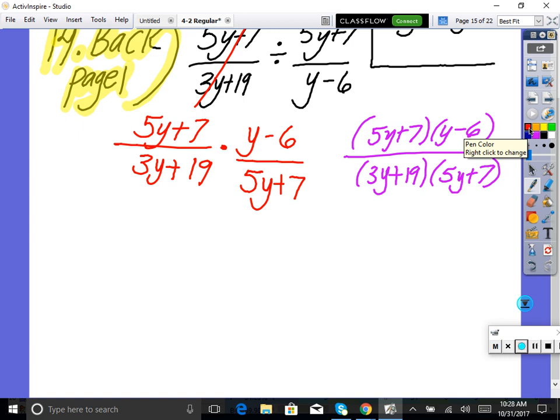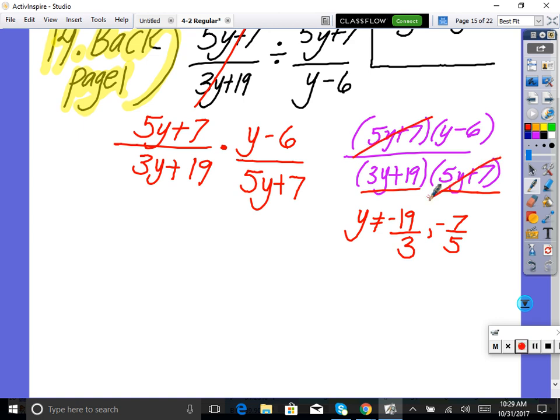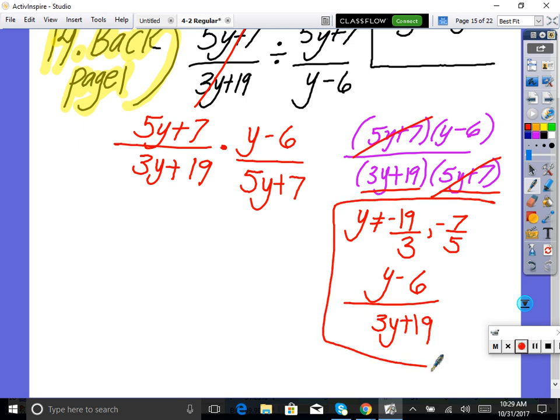Nothing factors, so restrict. Y cannot equal negative 19/3, am I right? And it can't equal negative 7/5. Now divide out exact factors. So my answer is y minus 6 over 3y plus 19. Yep, it's really quite easy because it is just multiplication.